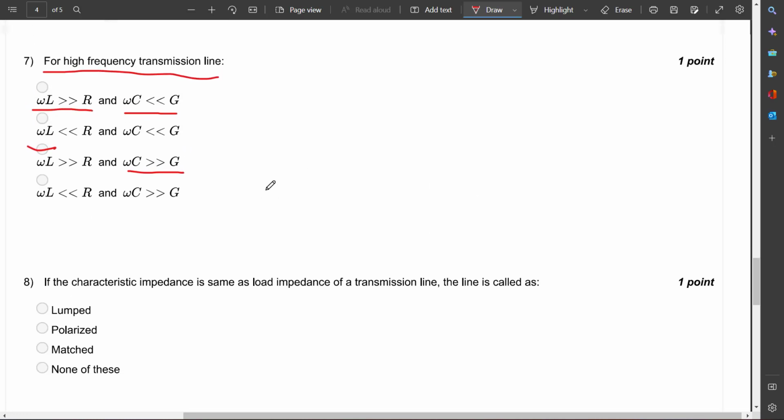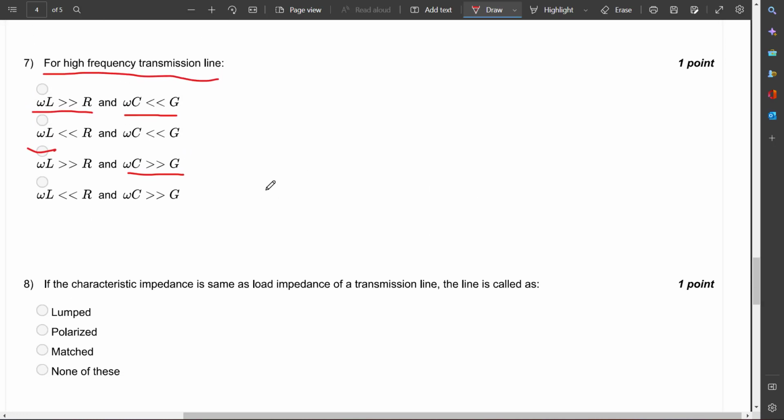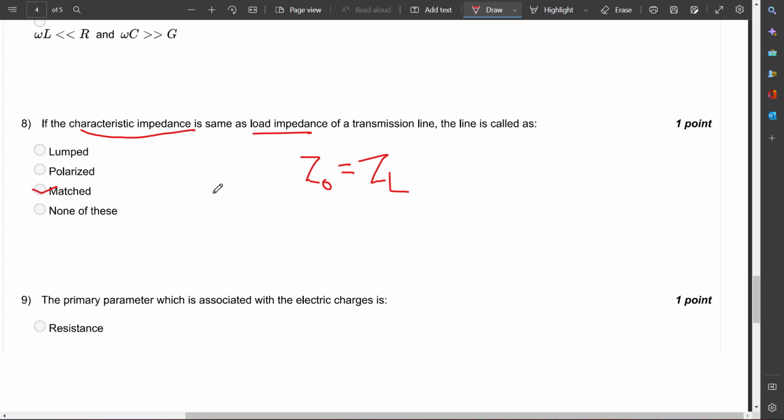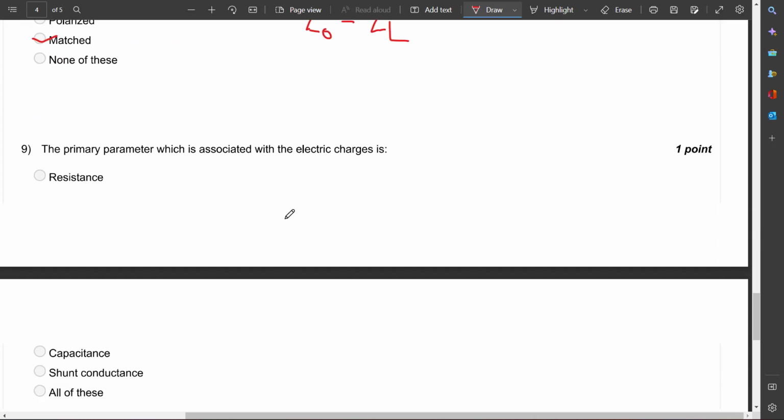Question number 8. If the characteristic impedance is same as the load impedance of a transmission line, the line is called what? Here Z0 and ZL are equal. The line is matched, because the characteristic impedance and the load impedance are equal. That's why maximum power transfer takes place. This is a matched circuit, and there is no reflection as well as no standing wave.